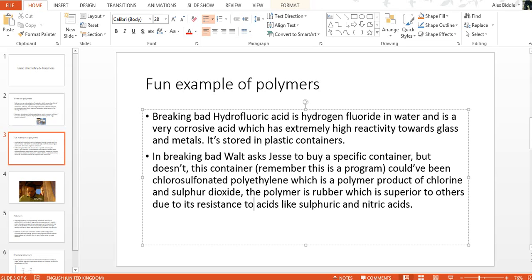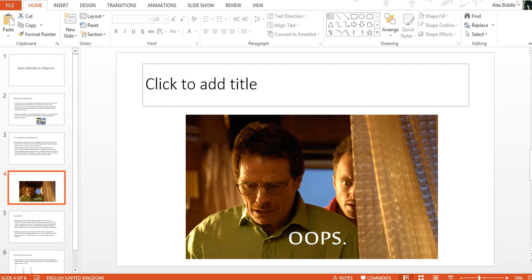So hopefully that's given a bit more insight into polymers. There we go. Oops. That's what happened when it burned through the bath and it saw the body.